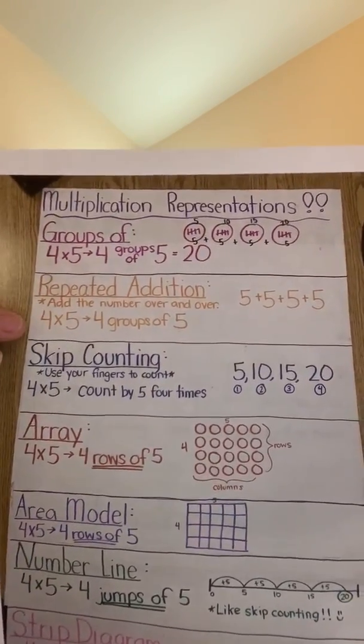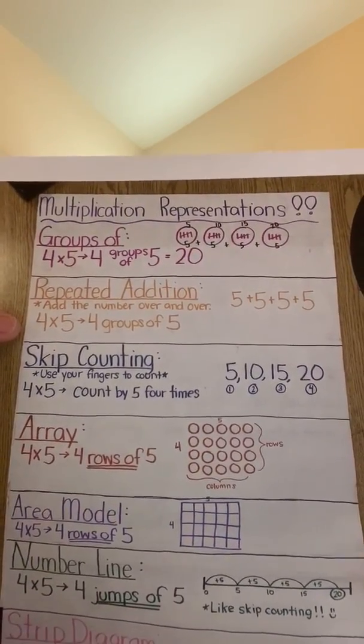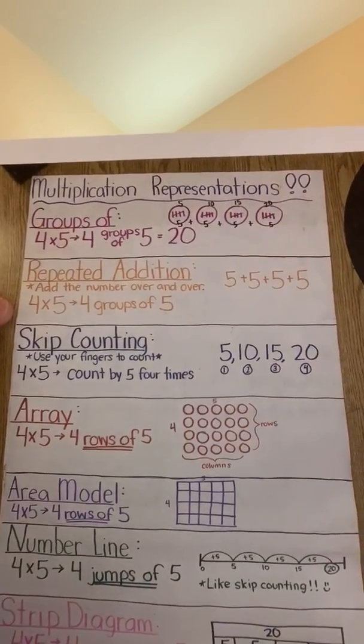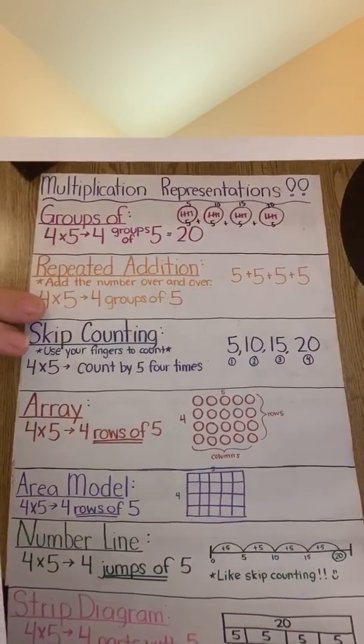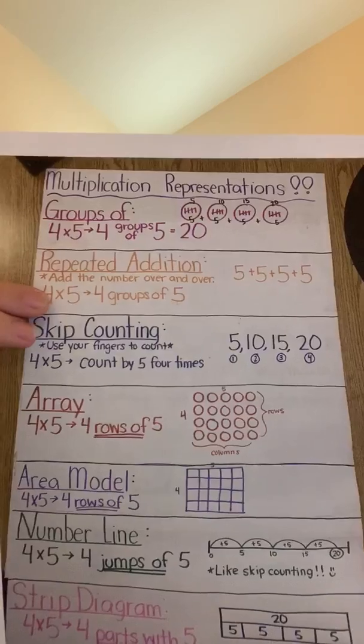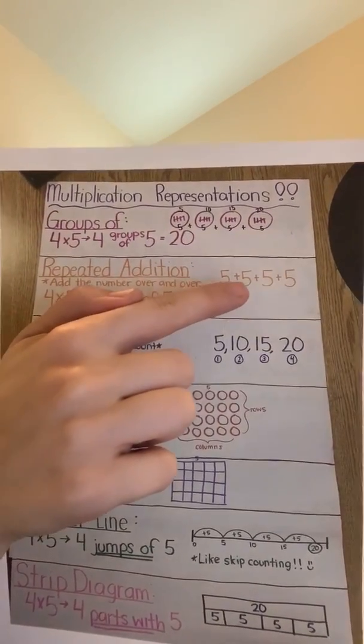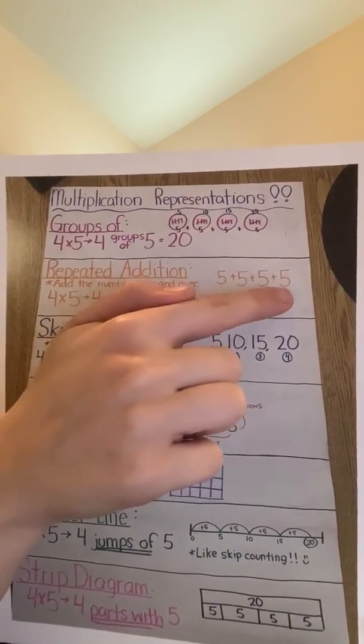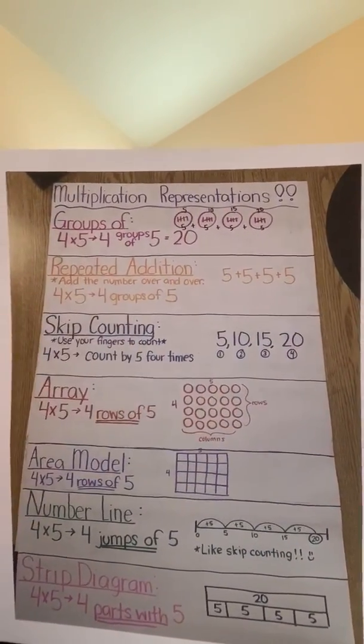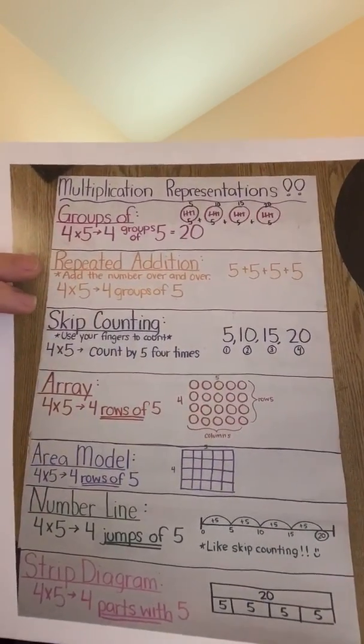Okay, then we have a repeated addition. Repeated addition is adding over and over and over again. So 4 times 5, that X reads groups of. So 4 groups of 5. So here I have 4 groups, 1, 2, 3, 4, and there's 5 in each group. And when you add those together, you also get 20.